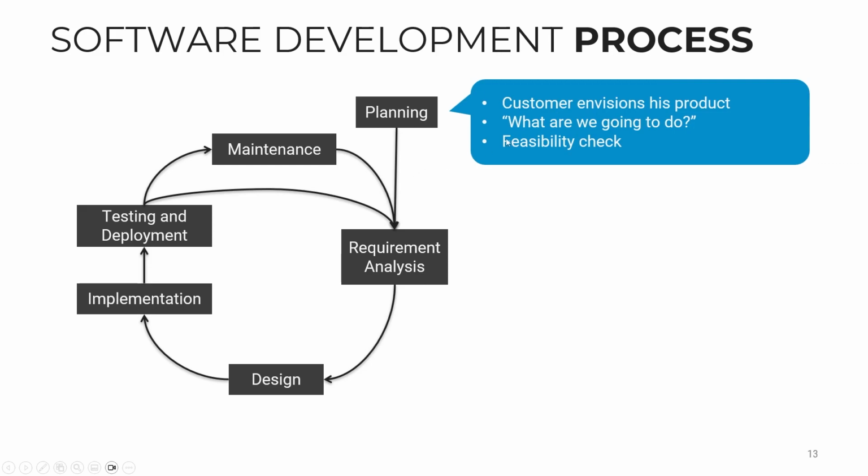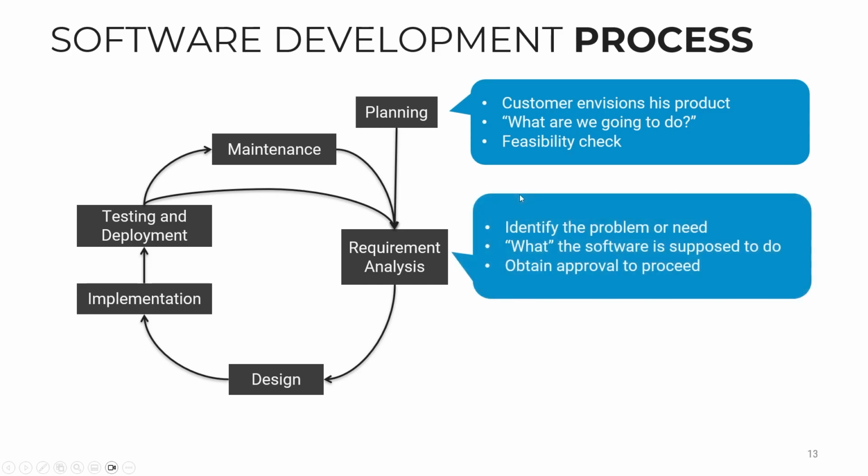Now, if the planning is done, you're going to move on to the detailed analysis, the requirement analysis phase. This phase is to identify the problems or needs, what the software is supposed to do, and then you obtain approval to proceed. Now, before we go on, let me discuss with you a little bit more into these points.